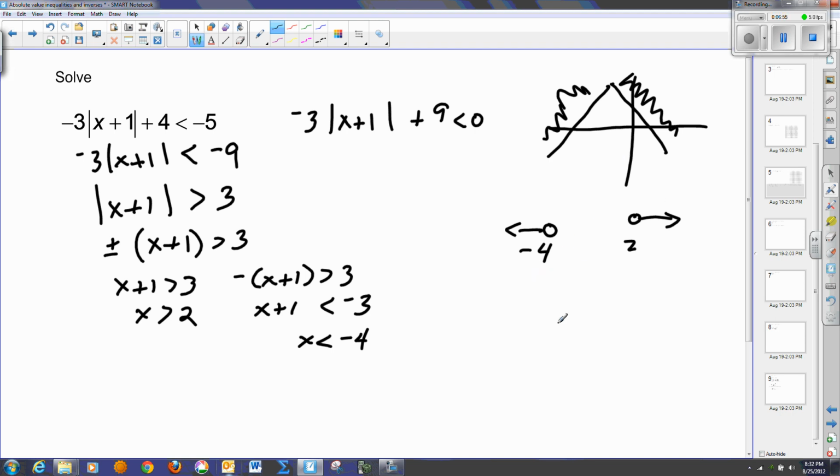Since there's no intersection there, I can state this by either saying x is less than -4, or, it's important that you include the or, x is greater than 2. Or I can use interval notation and say if I go from -infinity to -4, that's the interval of solution in union with 2 to infinity. And again, that's interval notation. And there's my solution.